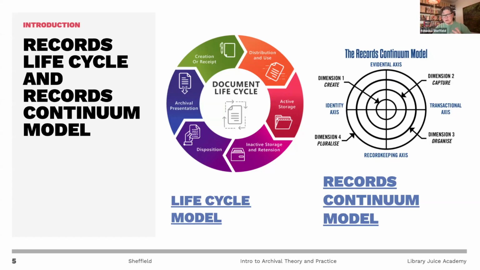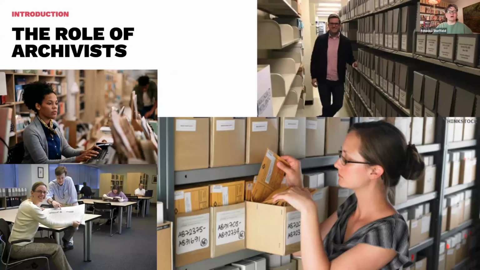The continuum model, in contrast, sees records as an ongoing, integrated process with overlapping stages. It emphasizes the social life of records, their multiple audiences, and their long-term implications for memory and accountability. Archivists are not passive custodians. They are active decision makers, mediators between creators, users, communities, and institutions.